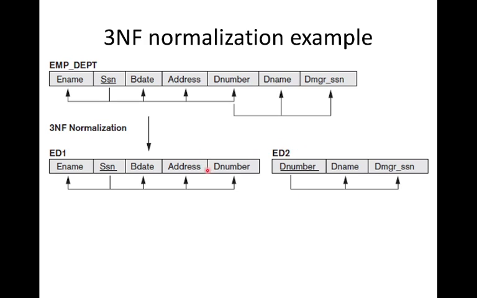It is also in first normal form. It is also in second normal form. Second normal form means it should be fully functionally dependent. So all the non-prime attributes are fully functionally dependent on SSN. Similarly, all the non-prime attributes in this table, D name and D manager SSN, are fully functionally dependent on D number. Now it is in second normal form and also it is in third normal form.